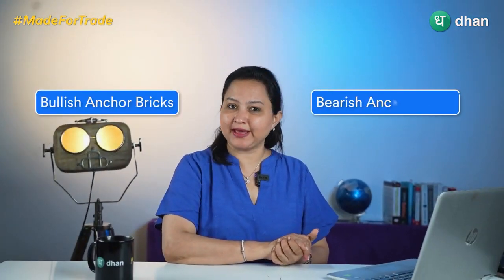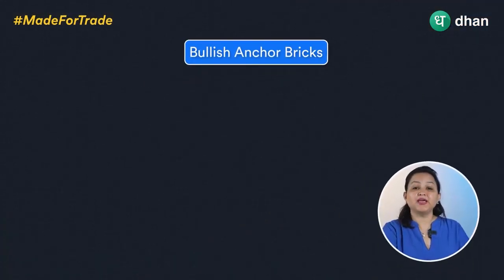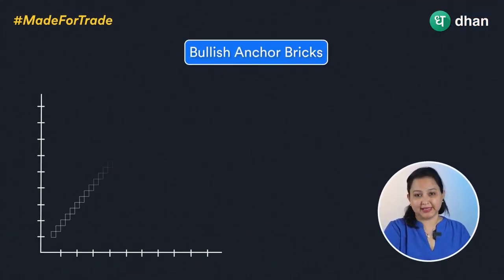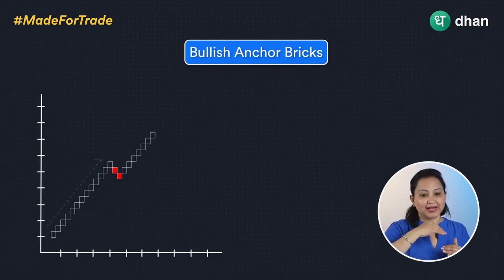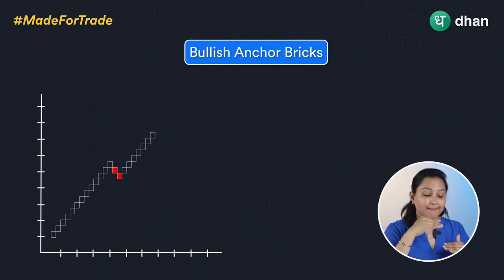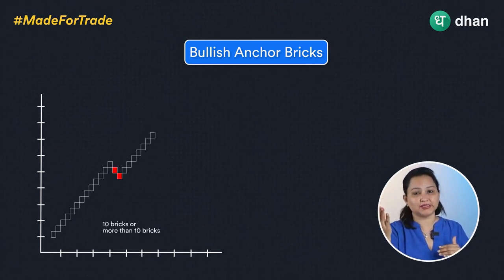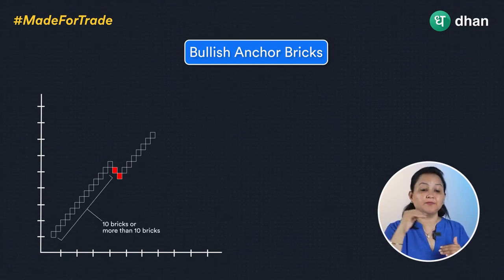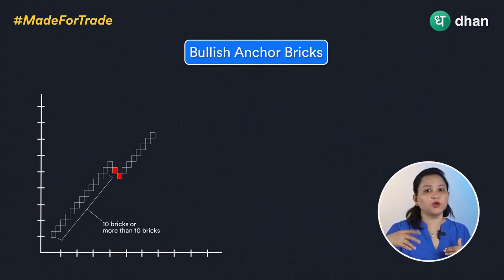That's where anchor bricks are formed. So we have bullish anchor bricks and we have bearish anchor bricks. In case of bullish anchor bricks, there would be more than 10 bricks which are formed in one single string. So in that particular price action, back to back there are 10 bricks or more than 10 bricks formed in one single diagonal fashion, and there is no pullback during this.